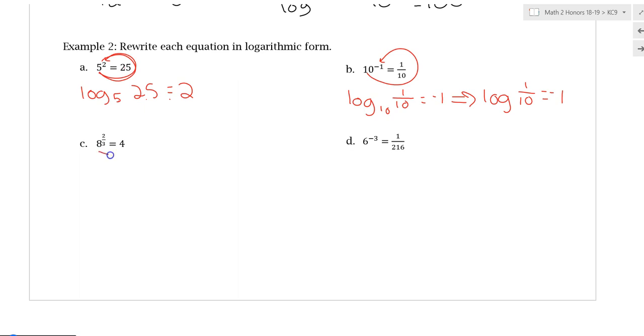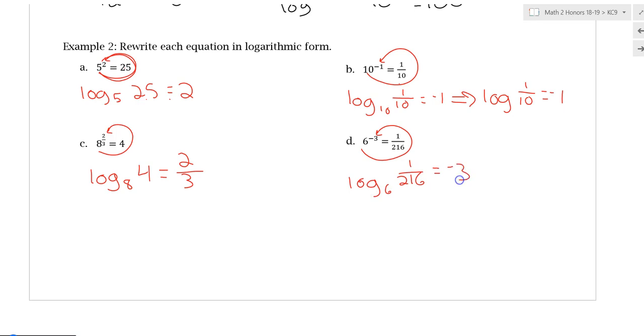Looking at C, log base 8 of 4 equals 2/3. So even if it's a fraction here or like a fraction here, right, it still works. Letter D, log base 6 of 1 over 216 equals -3.